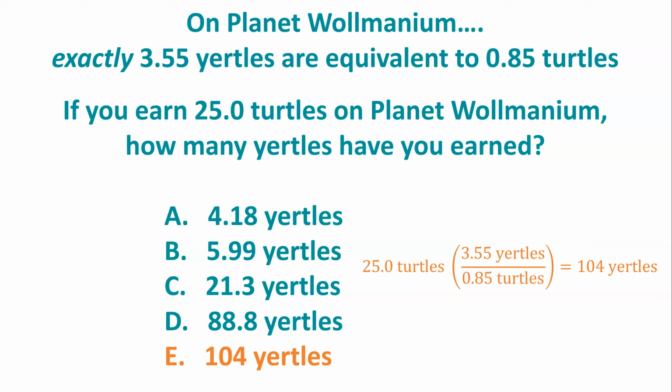So when we do our calculation, we should have 3 significant figures based on the value we started with, since our conversion factor is an exact number. So our answer is for this one 104 yurtles.